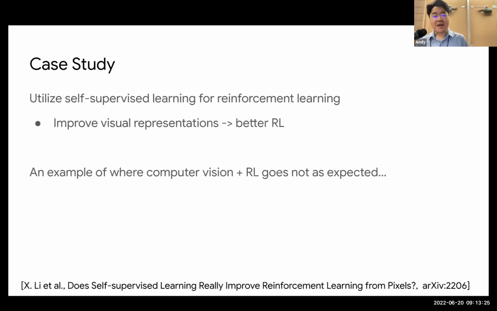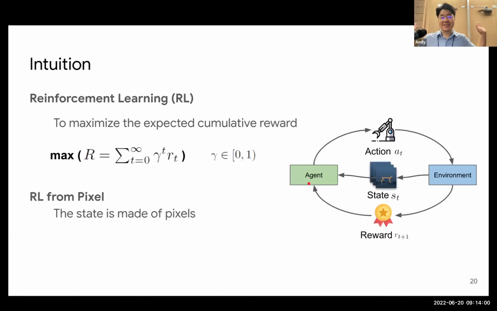And as mentioned, let me also go into one case study, which is about combining self-supervised learning, which is a concept from computer vision, I mean, visual self-supervised learning, with reinforcement learning for robot action policy learning. So the main idea is to improve visual representation based on self-supervised learning so that we can do better robot learning. And this, as I have been forecasting, is an example of where computer vision plus RL does not go as expected. So let's look at it.